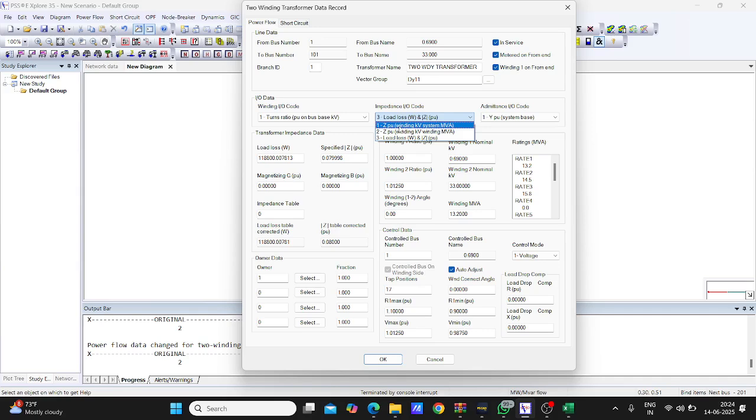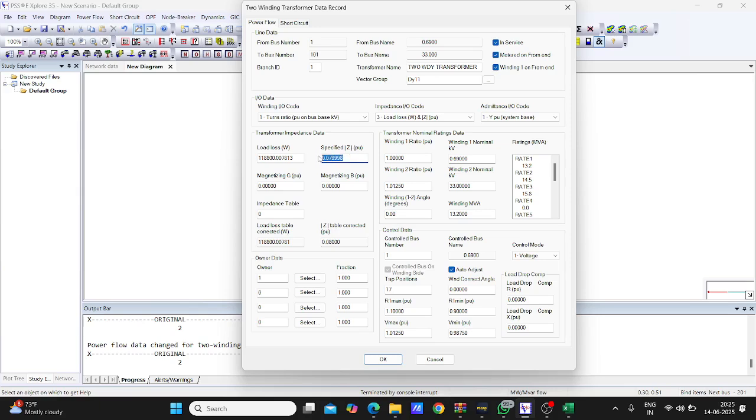First one is system MVA base. We should not go for the system MVA base. Why? Because your Z is calculated on a winding MVA base. So I will give a winding MVA base here. So what is the mention of third? Third is to showcase what Z and X are, whether we are matching the results. Yes, we are matching the results.